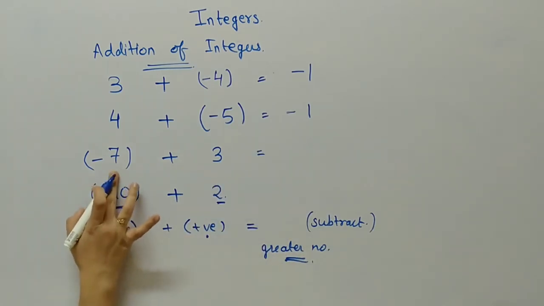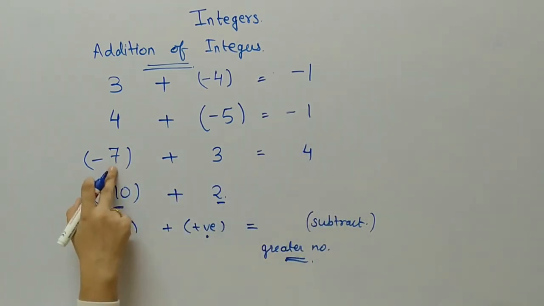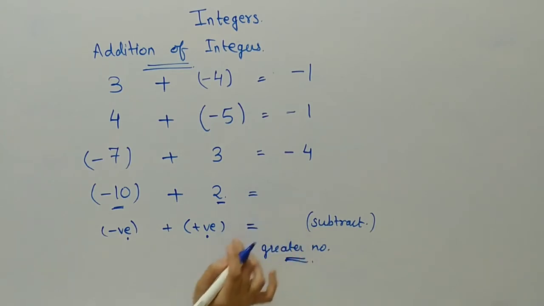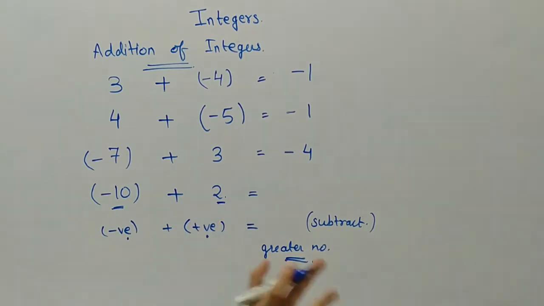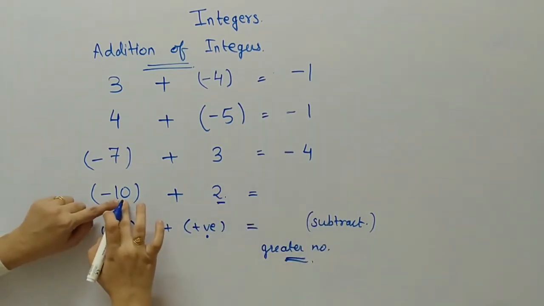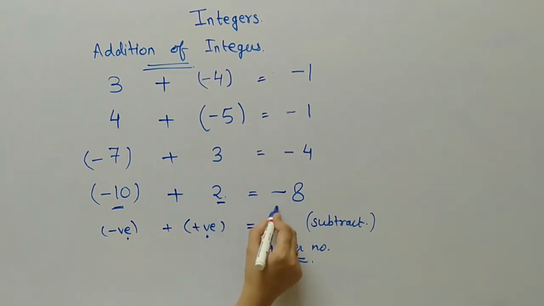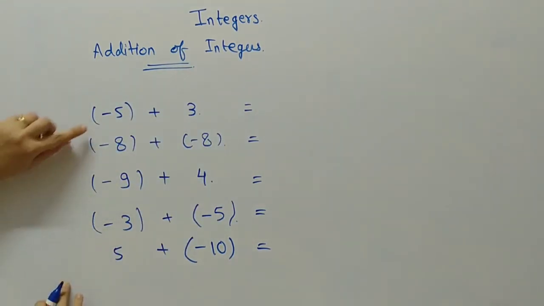Similarly, -7 plus 3. So 7 minus 3 is 4. And since 7 is greater, we will write -4. Now, -10 plus 2. We will subtract. 10 minus 2 is 8. And since 10 is greater, we will apply a negative sign in the answer. So in this way we can perform addition of integers. Let us now discuss more examples.